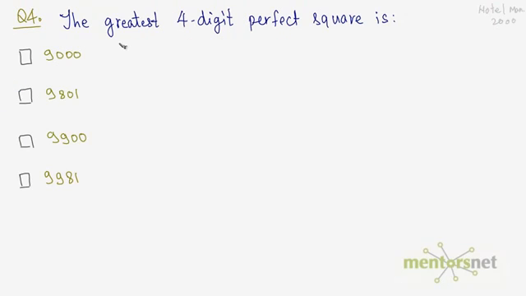Question number 4. You have to find out the greatest 4-digit perfect square. Well, if you take the square of 100, you get 10,000, which is a 5-digit number. So the greatest 4-digit perfect square must be less than 100. So let us take the square of 99. And if you take the square of 99, you will get 9801. Hence, the greatest 4-digit perfect square is 9801.